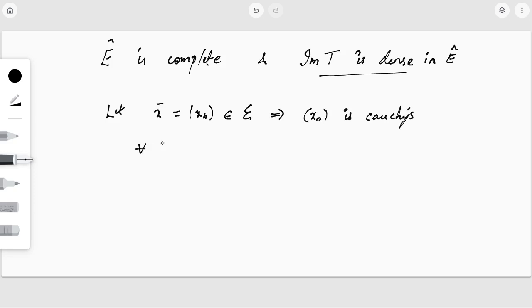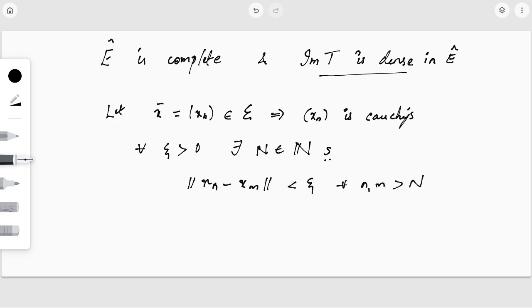So by definition of a Cauchy sequence, for every epsilon greater than 0, there exists a capital N belonging to the set of natural numbers such that the norm of xn minus xm is less than epsilon for every n, m greater than N. Next, we are going to define a constant sequence xn bar, which is equal to the constant sequence xn, xn, xn, and so on.